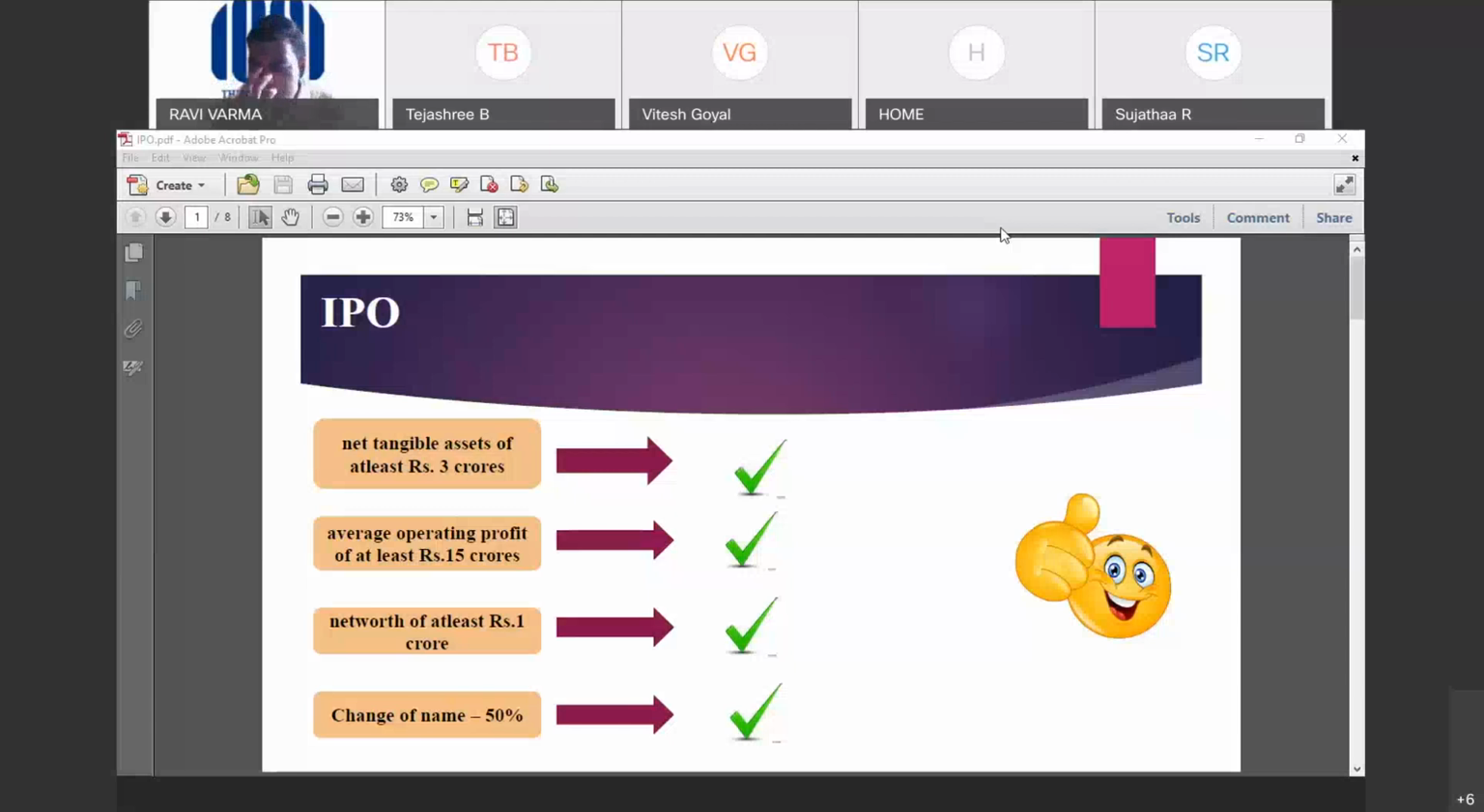Just tell me one thing. Sir, what if I do not satisfy all these conditions? These conditions are not satisfied. So, sir, then what will we do? In that case, you will come through book building.